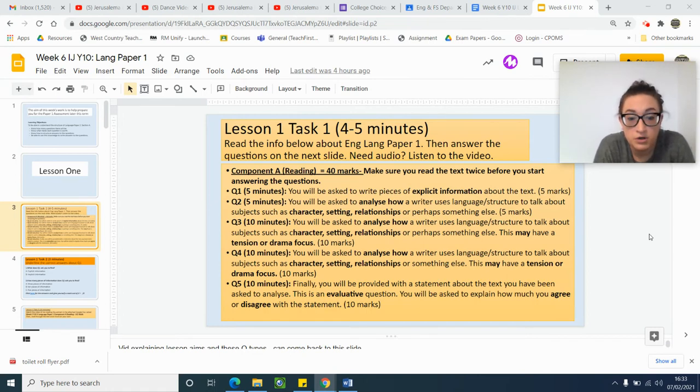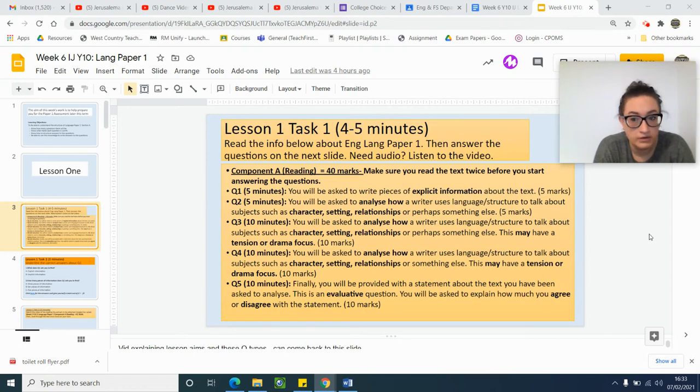Likewise, question 4 is another language and structure analysis question. You'll usually be asked something quite different from question 3, but again, it could be inferences about character, setting, or relationships, or it could be about how the writer has created and structured the extract to create tension or drama. And that again is worth 10 marks, so you spend 10 minutes on it. Question 5 is also worth 10 marks and you spend 10 minutes on it.